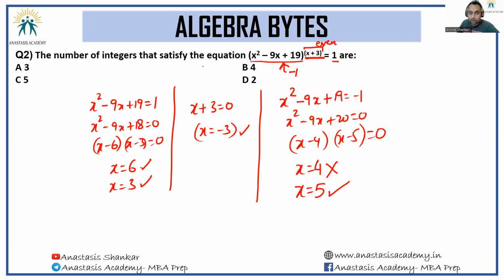So altogether, how many integers would be acceptable? 4 of them: 6, 3, minus 3, and 5. Answer will be option B.